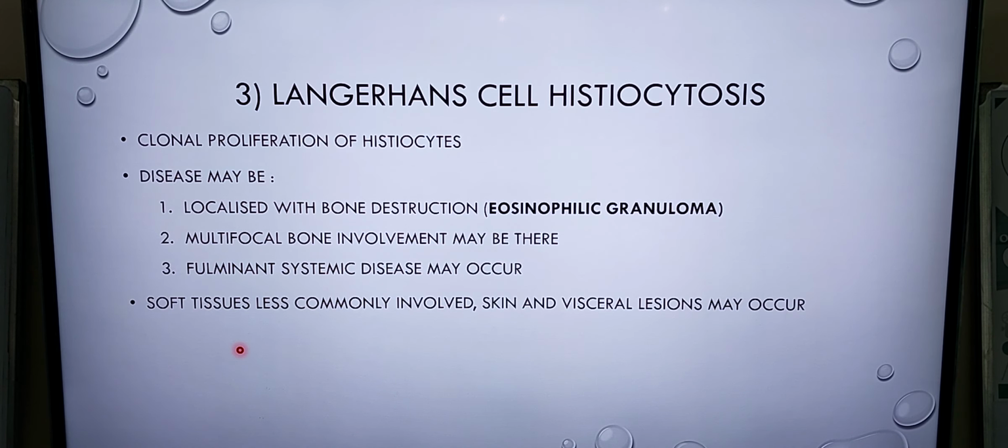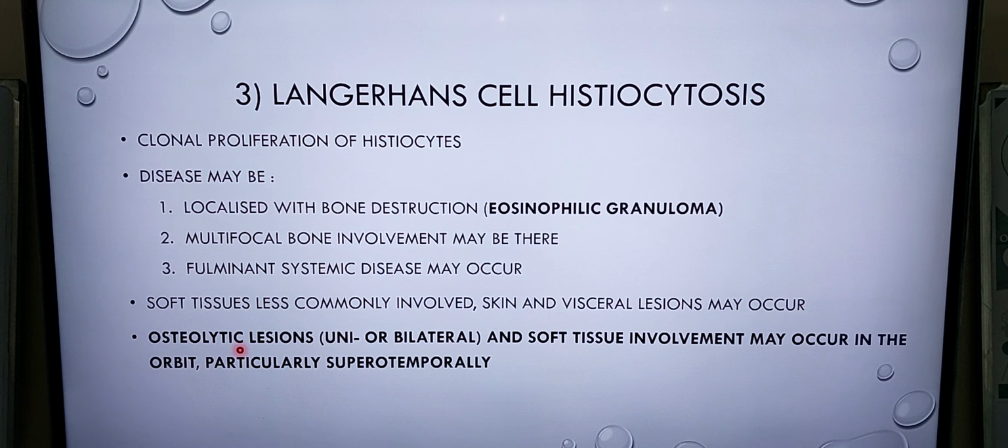Soft tissues are less commonly involved, however skin and viscera may be involved. Mostly there is bony involvement. Hence osteolytic lesions may be found either unilateral or bilateral, and soft tissue involvement may occur in the orbit, particularly supratemporally. Hence this tumor is quite involving bones.